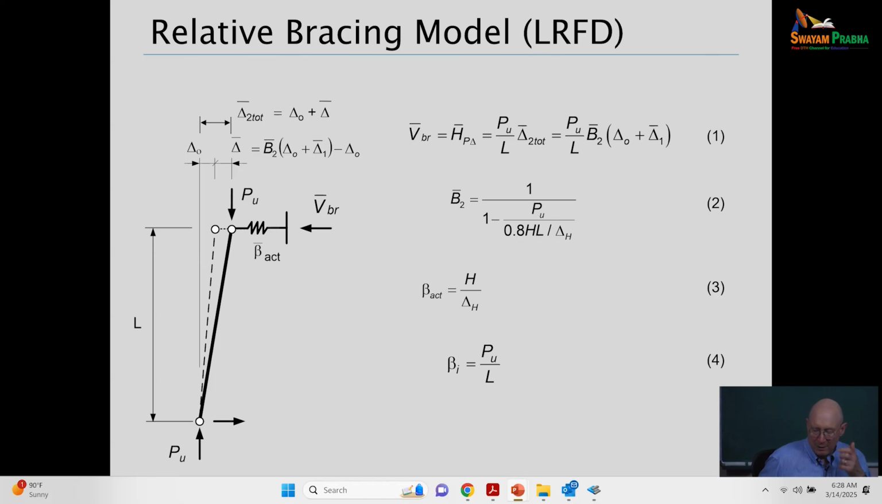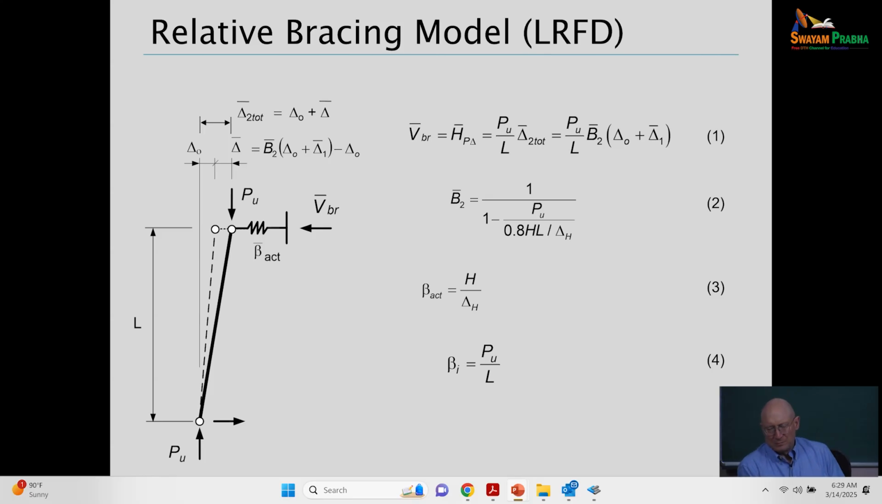And there's another term that shows up in this when we're talking about stability bracing. It's referred to as the ideal bracing stiffness. And I think that's kind of a misnomer. It's actually the not so ideal bracing stiffness. So what is ideal? We'll look at what ideal bracing stiffness means here in a second. But this is the beta I is PU over L. Okay?